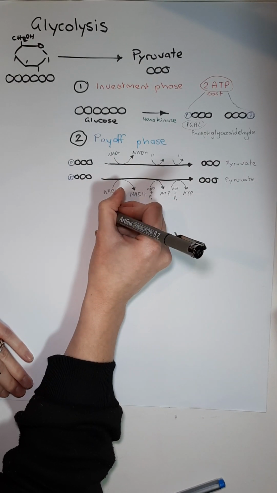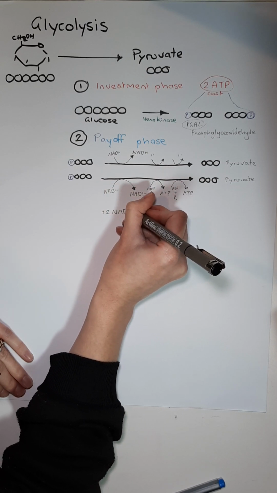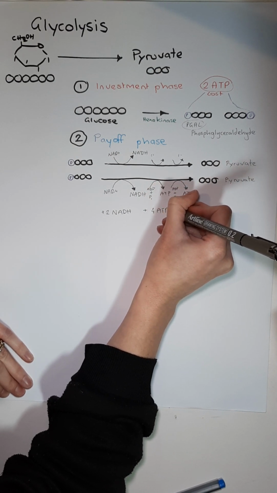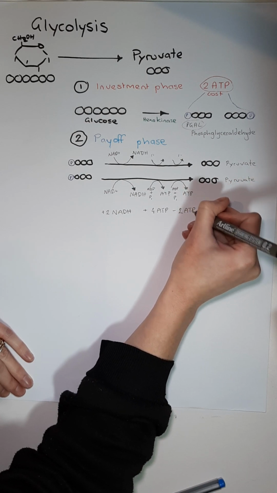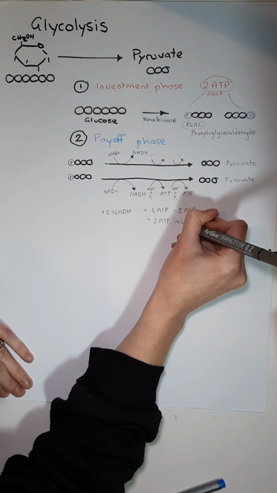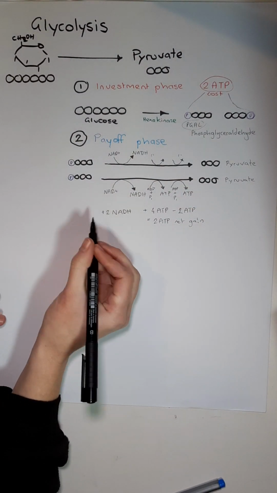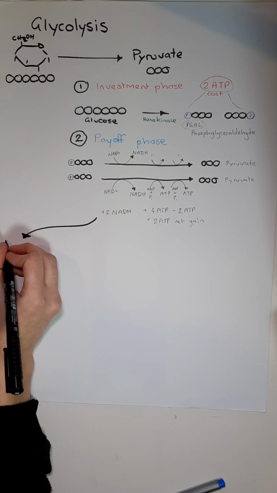Our net gain is plus 2 NADH and, well, we get plus 4 ATP, but then we minus the 2 that we invested, equals 2 ATP net gain. And then this can all go through to the Krebs cycle, or the citric acid cycle.